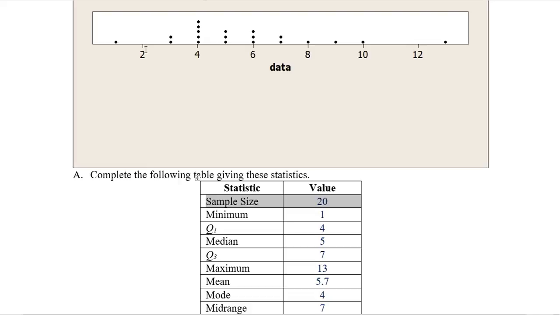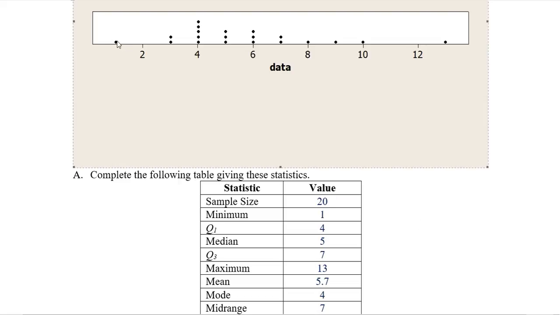The minimum is the lowest one. So if you look at how these numbers are spaced out, that's going to be at 1. So that's the minimum. And the maximum is the highest one, which is at 13. So there's the extreme values, the minimum and the maximum. Okay, now there's 20 of these things. So to find the median, it's going to be the 10th one from the bottom and the 10th one from the top, and then just add those two up and divide by 2. So let's see what that gives us.